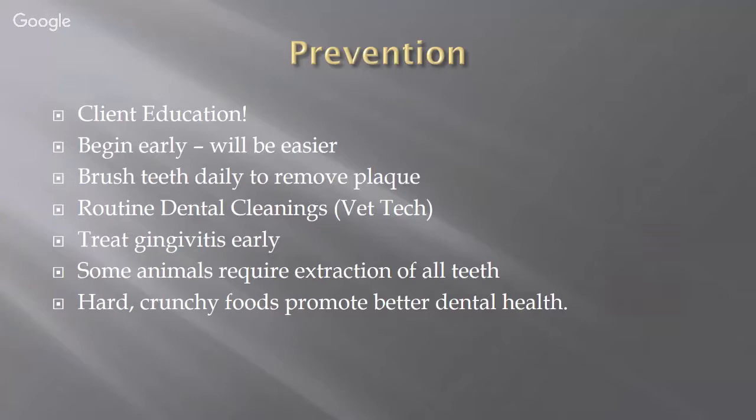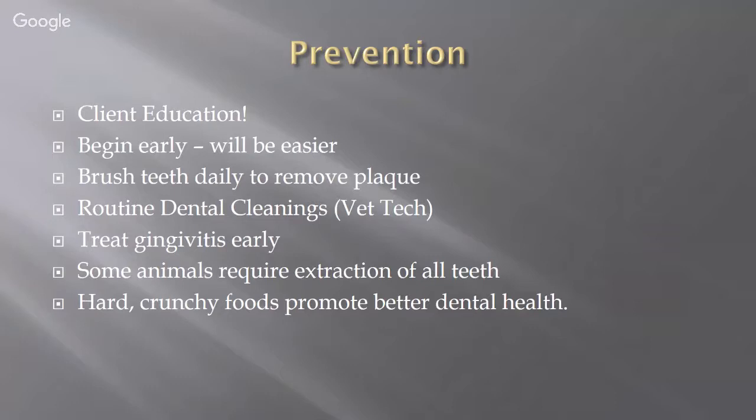We want them to begin early. We want oral prevention early. If we don't do oral prevention early, it's harder to get it started later on in life. If we can get them in the habit of brushing teeth daily, that will actually help to remove the plaque so they don't get a buildup of tartar. We want to do routine dental cleanings or prophylaxis with the veterinary technician. You are the one that is in charge of making sure these teeth stay clean.